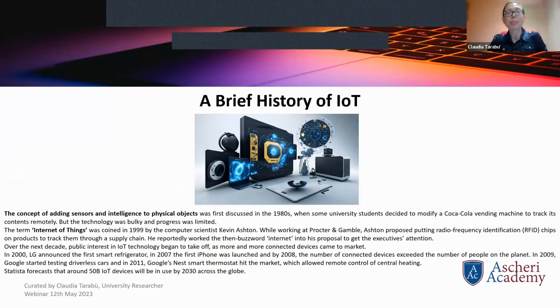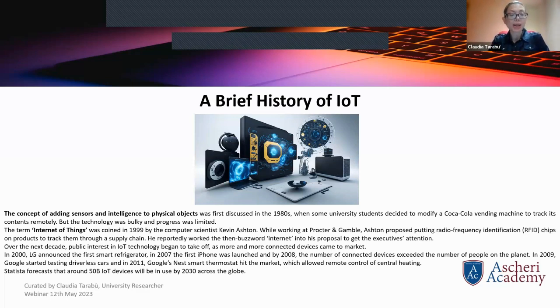Let's do also a brief historical line of the Internet of Things technology. The concept of adding sensors and intelligence to physical objects was first discussed in the 1980s when some university students decided to modify, it's very entertaining, this news, a Coca-Cola vending machine in order to track its content remotely. But the technology at that time was very limited, bulky, and expensive to be realized.